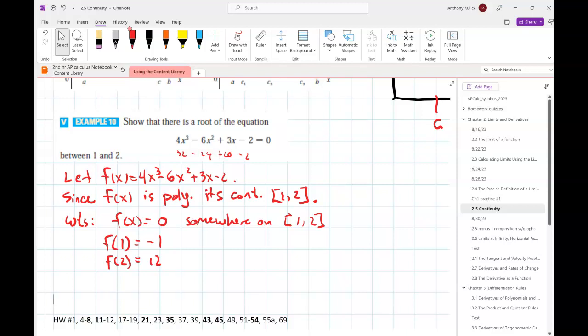And in fact, this would be in a no calculator section where you couldn't even just try to do this graphically and find the intersection. This would be something where we do it in a non-calculator section where you're forced to use the intermediate value theorem because you can't actually find it explicitly.